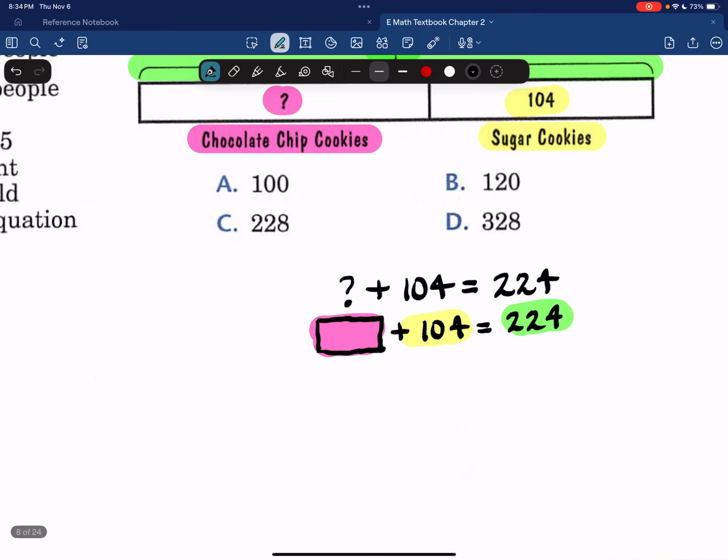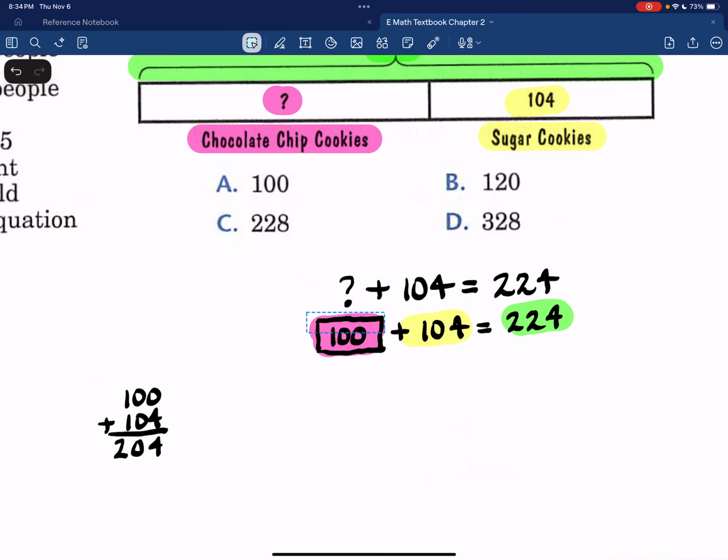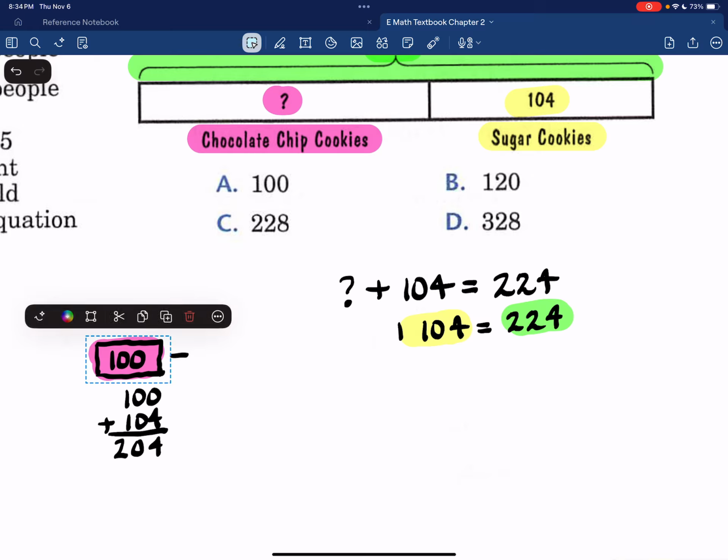So we're looking for the number of chocolate chip cookies that this could be. So the first choice is 100. So let's put 100 in there and see if that's true. So if I put 100 in the box, let's plug that 100 in and see if it's true. So we have 100 plus 104 is 204, not 224. So that's not the box we're looking for. That's not it. Unfortunately, it's not.